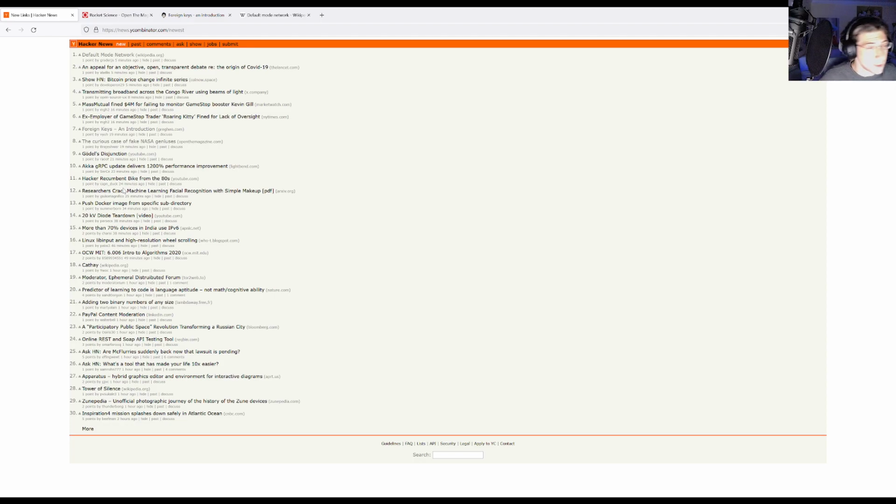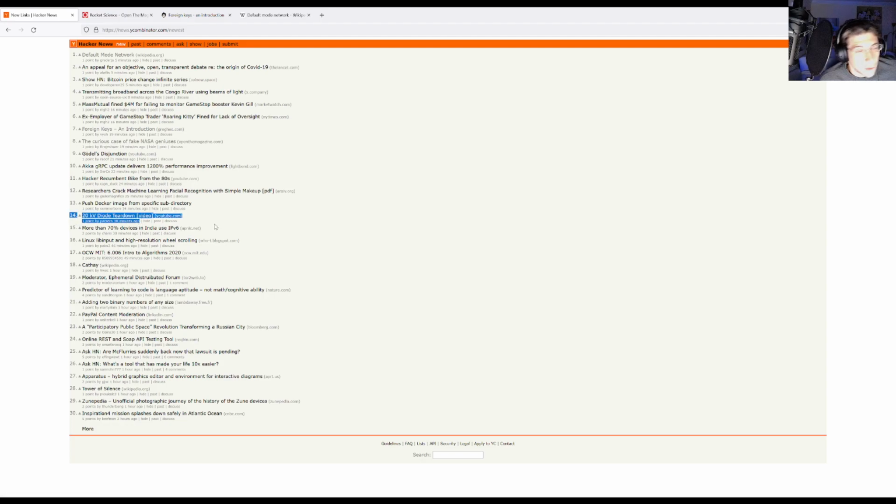Push Docker image from specific subdirectory. Docker is a program that allows you to create computers inside your computers, in a standard way, so no matter where you run that Docker container, it will always create that same computer inside your computer that does whatever you tell it to do.